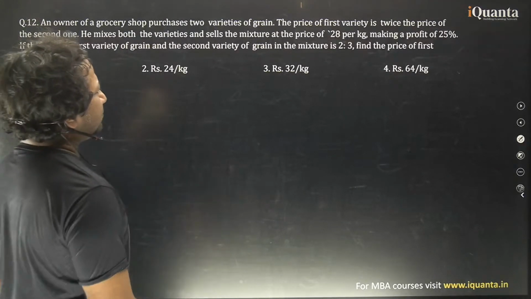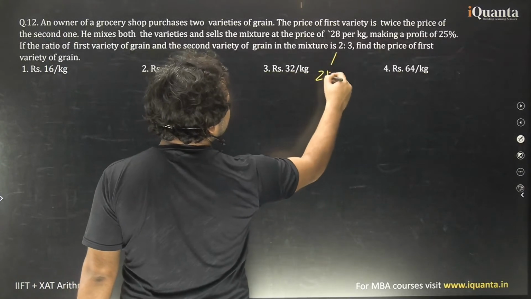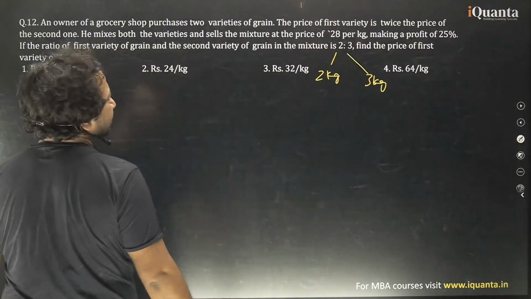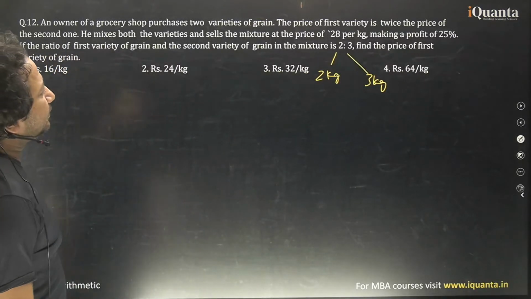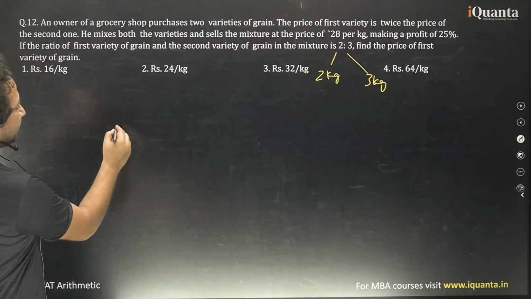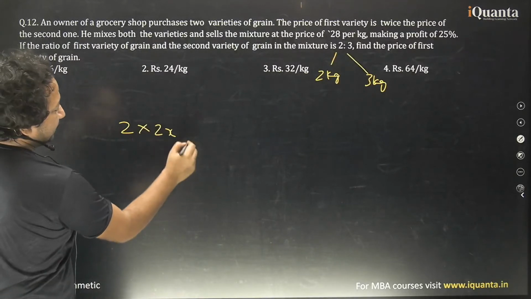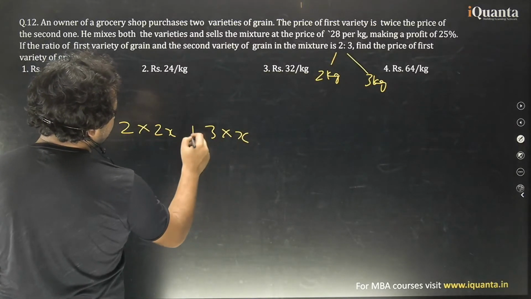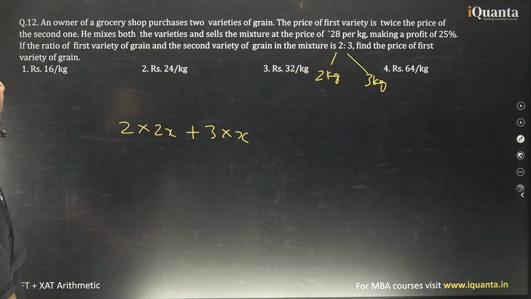Let us assume that this is 2 kg only and this is 3 kg. If we assume this, our life will be sorted. So the price of the first variety, let it be 2x, and the second variety, let it be x only. So this is the total price.